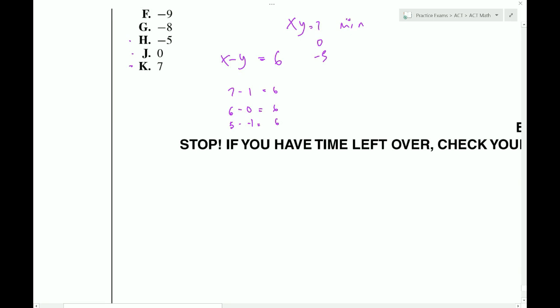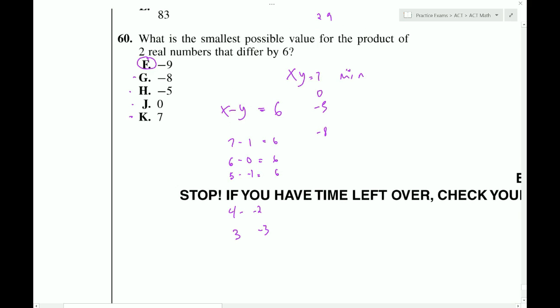So we found a way to get this. Let's see if we can do any better. What if we do 4 minus -2? That's equal to 6, right? And the product here would be -8. Can we do any better? How about go down 1 here, go up 1 here? 3 times -3 is -9. So that's about as good as I could do.